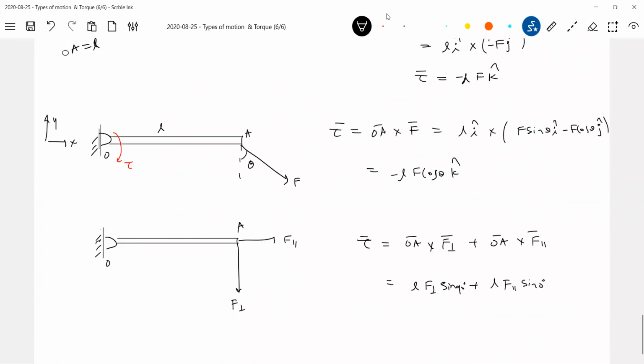What is the angle between OA bar and F perpendicular? 90 degrees. What is the angle between OA bar and F parallel? It will be 0. So I am getting finally L F perpendicular. What is F perpendicular? It should be F cos theta. Only magnitude, and I'm showing the sense here.